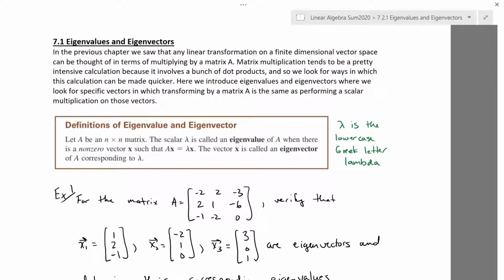Okay, so here we have the definition of eigenvalues and eigenvectors. Specifically, an eigenvector is a vector X such that when you do the multiplication A times X, it is the same as scalar multiplication of lambda times X. So this is the Greek letter lambda. And this equation basically says that transforming by the matrix A is the same as scalar multiplication by the scalar lambda.